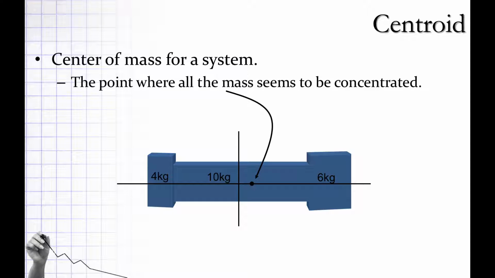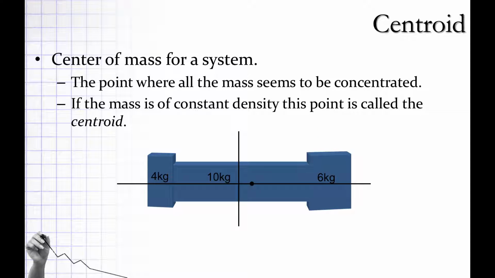The point where mass seems to be concentrated, I think that was a good way to put it, Jackson. If the mass is of constant density, then we call the coordinate the centroid. As long as we have constant density, then we call it the centroid. And that's what we're going to work with today. Okay, so you see an XY axis there.